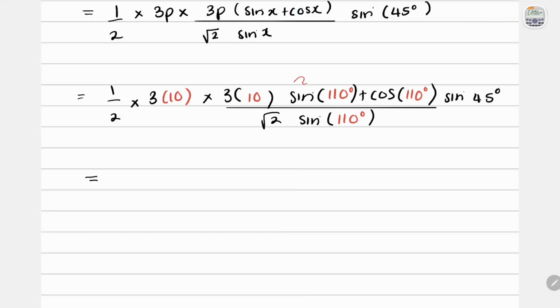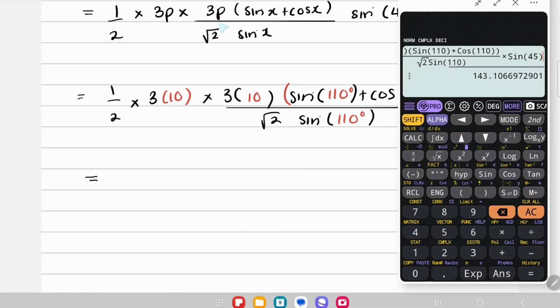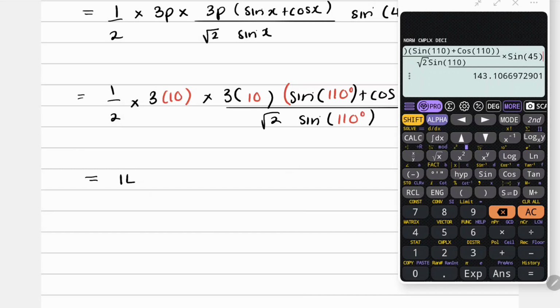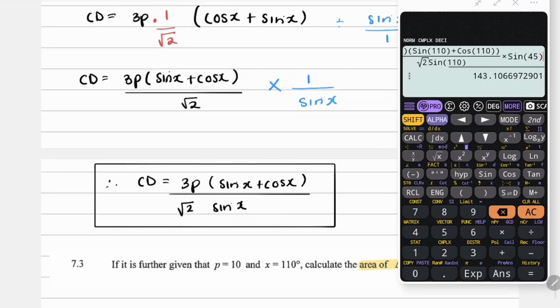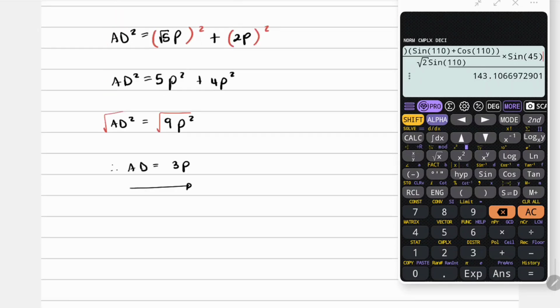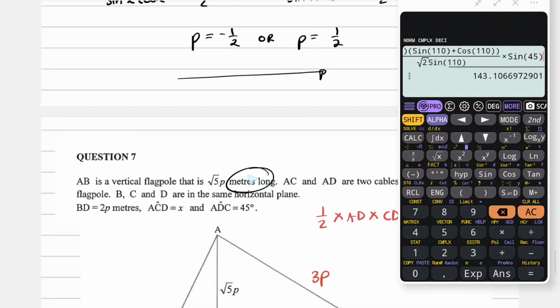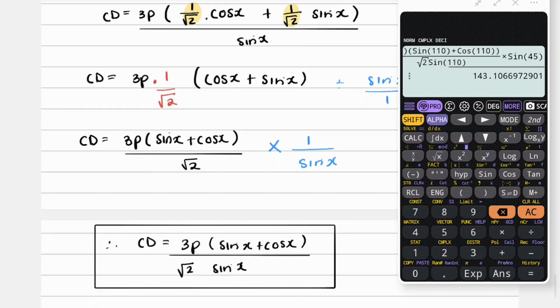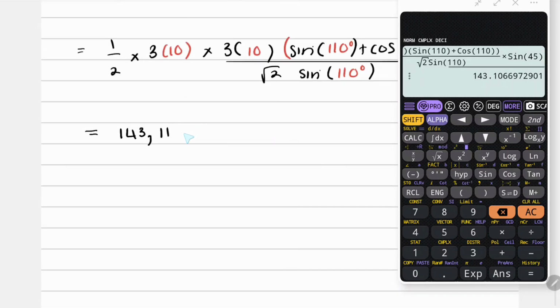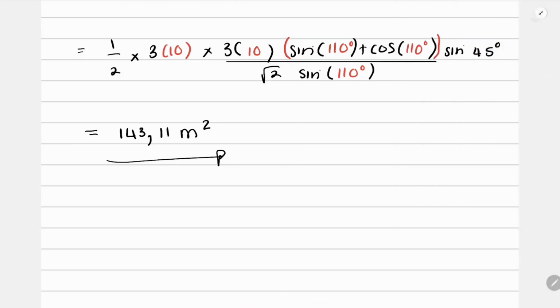Okay, and really these two were in brackets. So just don't forget to put that. Okay, so our answer is 143 point, and you see that 6 is going to round up, so 0.11. And they said that the flagpole was in meters. So 143.11 meters squared. And that is the answer.